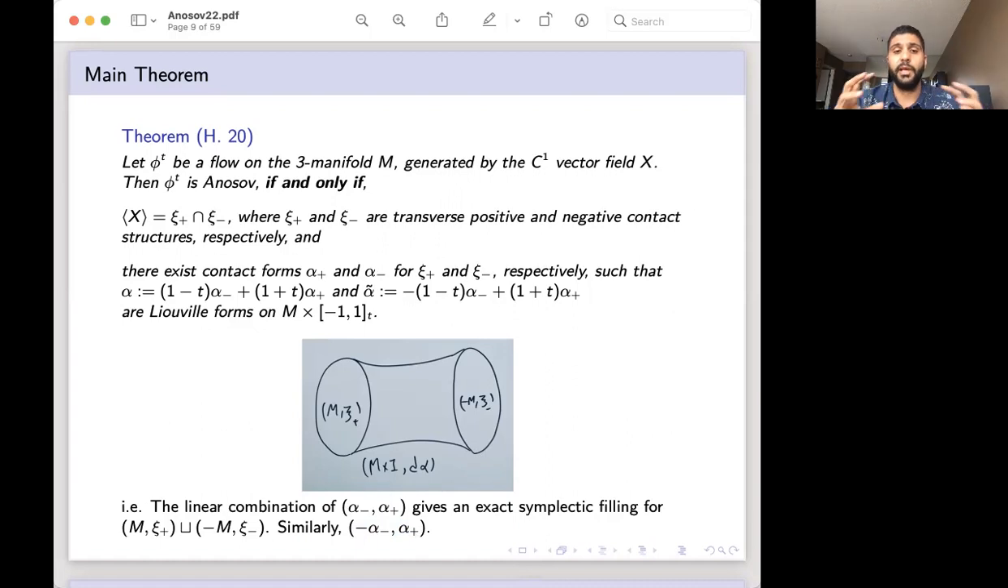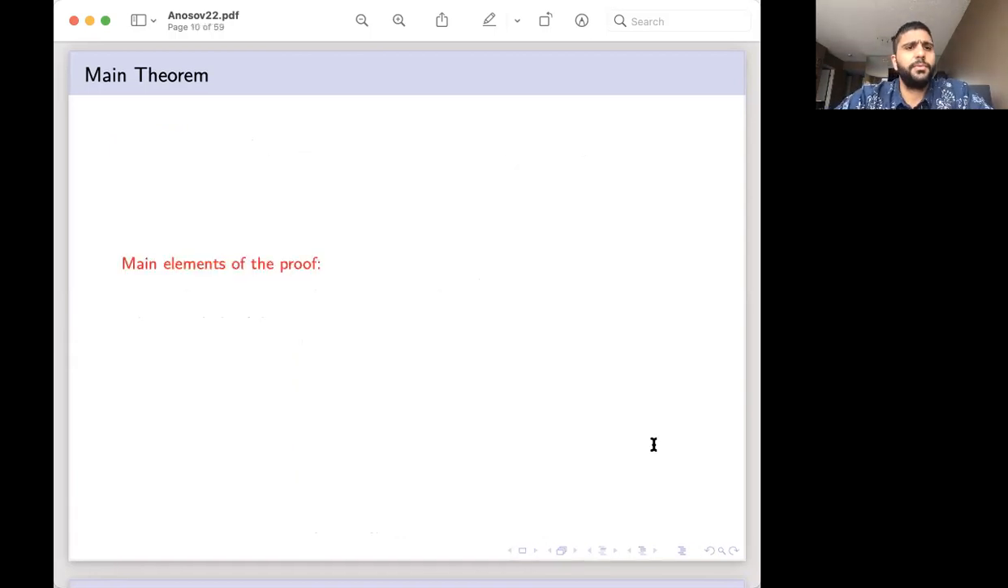And I want this exact symplectic structure to be given by this linear interpolation of these two one forms that I have on the boundary components. For one, I need this to be true both for alpha minus, alpha plus as well as minus alpha minus and alpha plus. Okay.